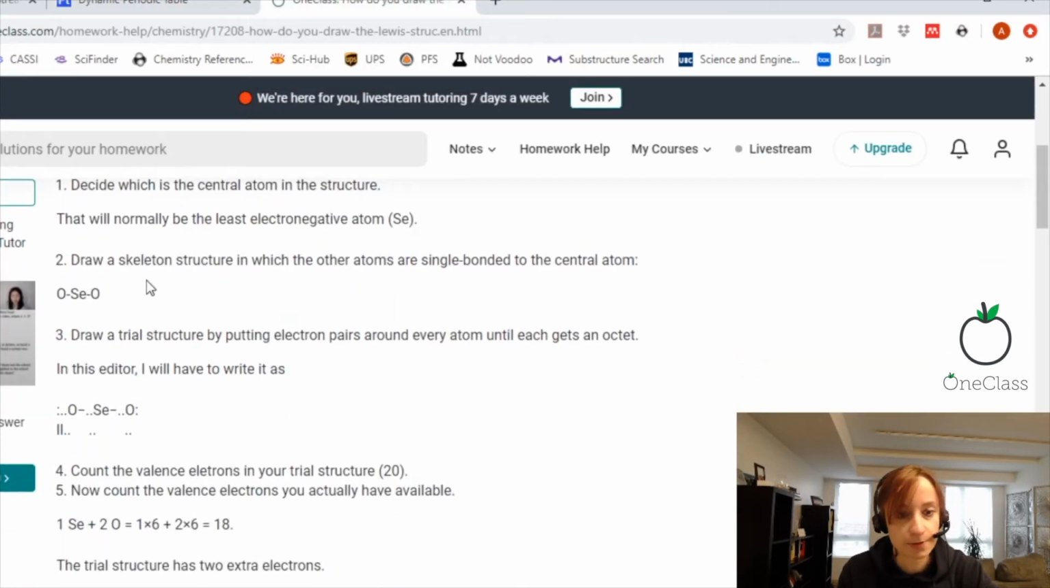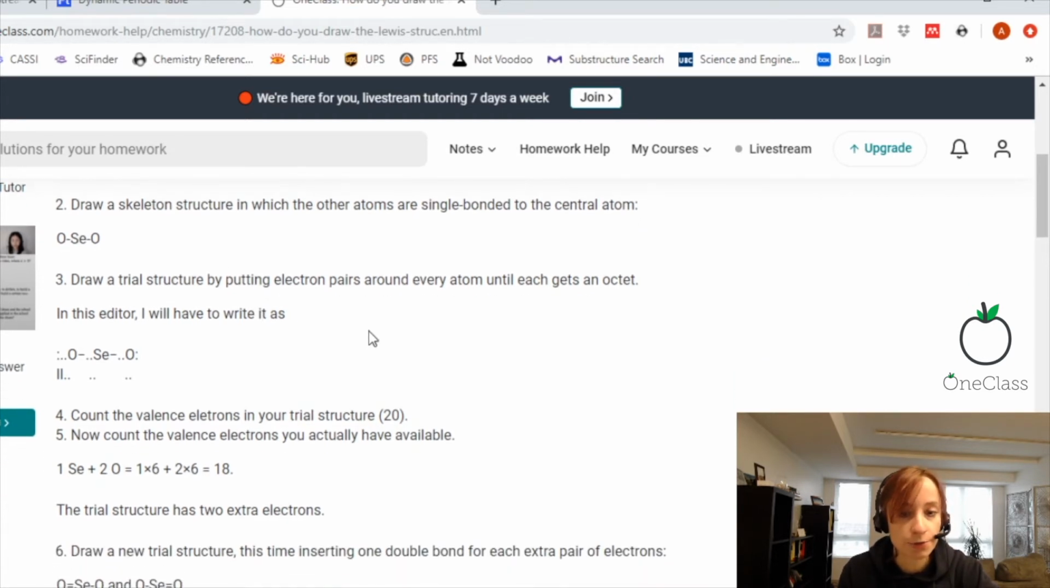Then what you're going to do is draw a skeleton structure in which the other atoms are singly bonded to the central atom. So this is just a rough sketch. And then you're going to try to put electron pairs around every atom until you get an octet.